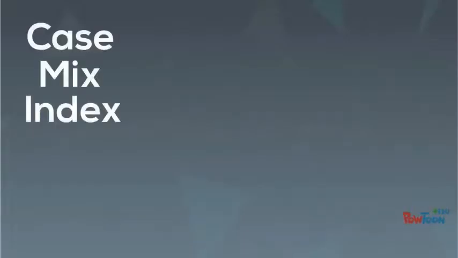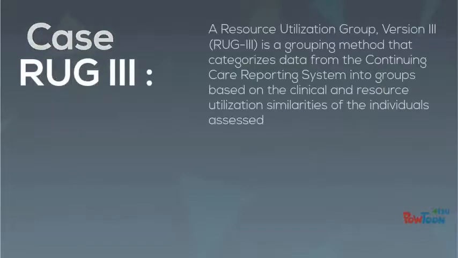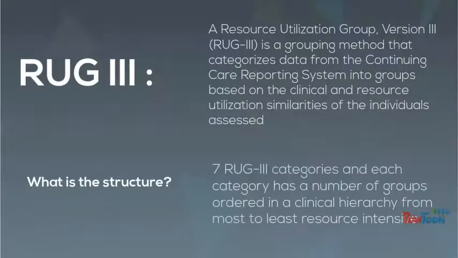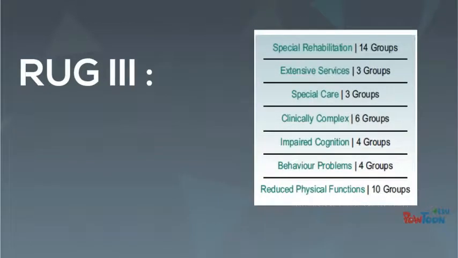In order to understand CMIs, we must first understand what RUGs are. A Resource Utilization Group, version 3, or RUG3, is a grouping method that categorizes data from the continuing care reporting system into groups based on the clinical and resource utilization similarities of the individual assessed. So what is this structure? There are 7 RUG3 categories, and each category has a number of resource utilization groups. The categories are ordered in a clinical hierarchy from most to least resource intensive, as shown in the figure above.